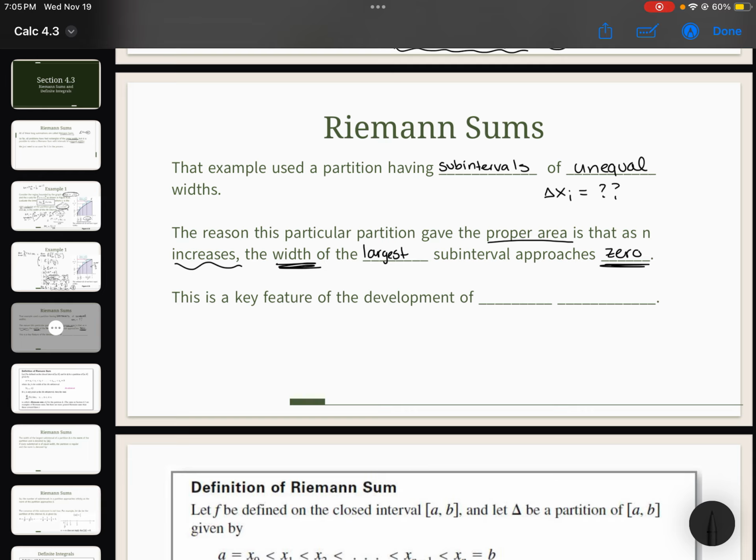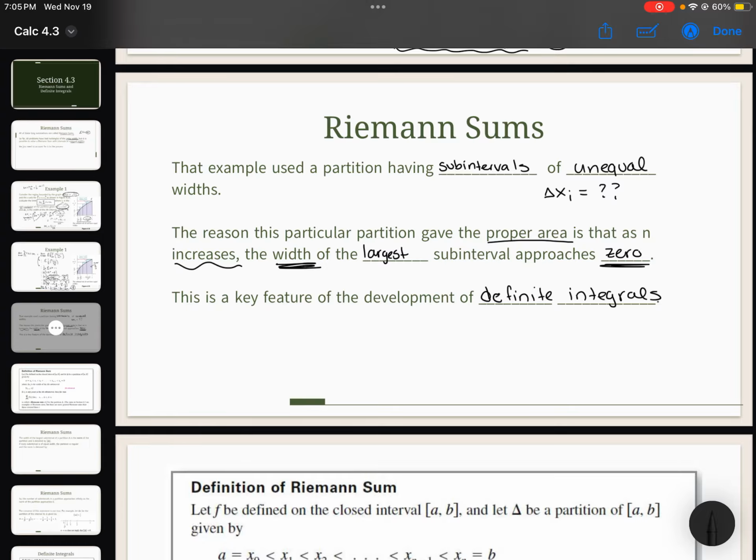Again, think if I'm just in this interval from 0 to 1, but I have n approaching infinity number of rectangles, that's crazy. Then yeah, the width of even that largest one is approaching 0. And again, this is going to be a key feature in developing our definition for definite integrals. In 4.1, we talked about indefinite integrals.